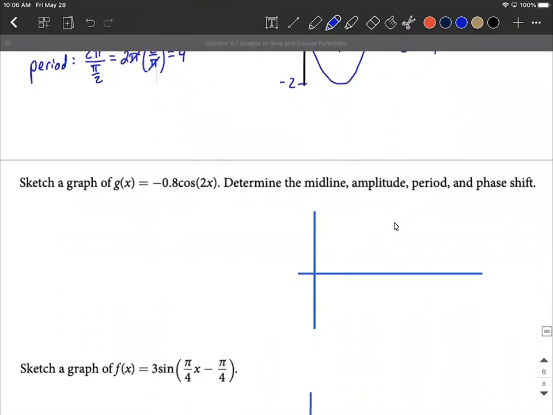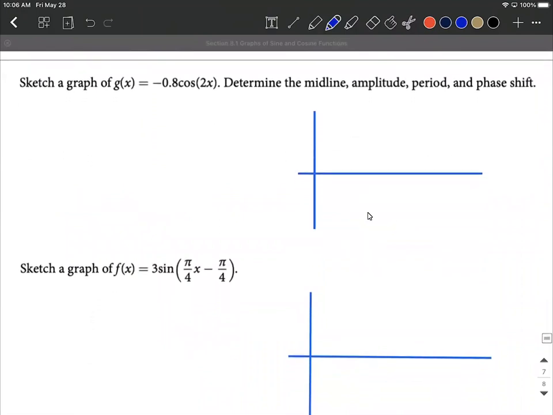Let's try one with cosine also. So we want to sketch this graph of -0.8 cosine of 2x. Again, no horizontal shift, no phase shift, no vertical shift by numbers attached at the end. So we do again have a vertical reflection, being that this is a negative out in front. Our typical cosine graph starts at the top, comes down, and ends at the top. Because this has been flipped upside down, this is going to begin at the bottom. It's going to come up, and then back down, and it's going to end back here at the bottom for its first period.